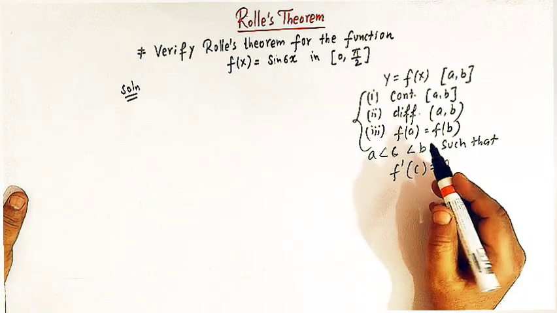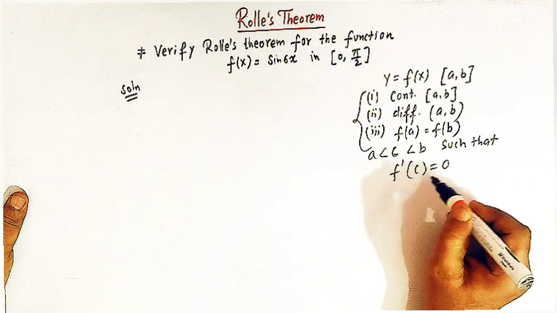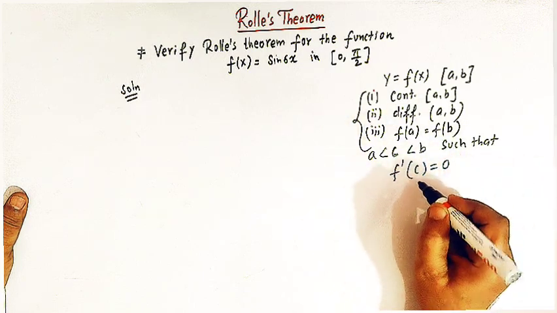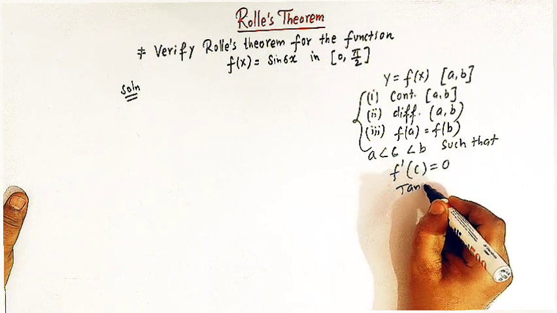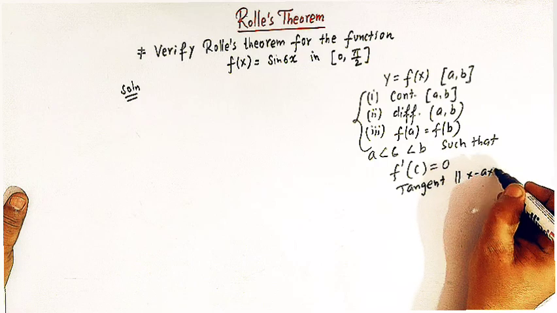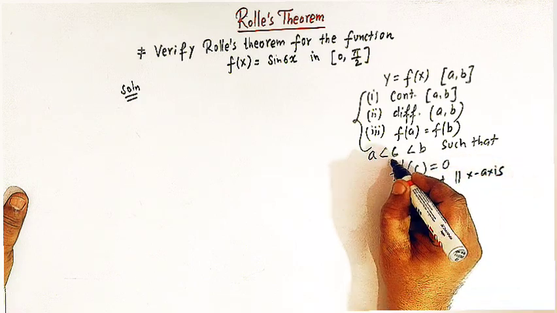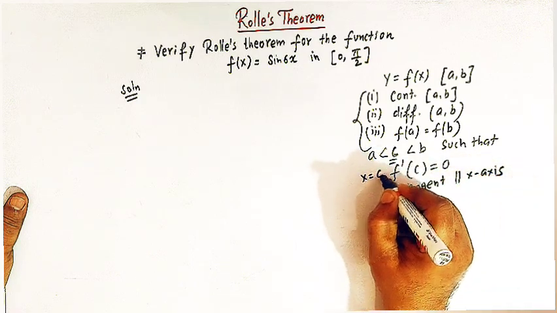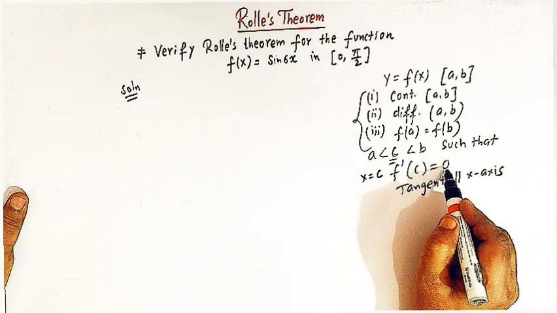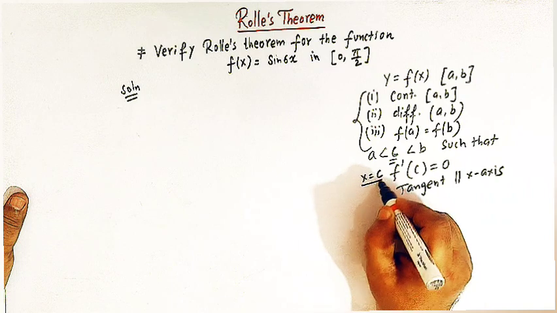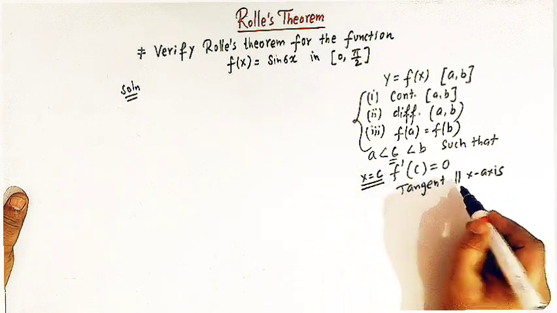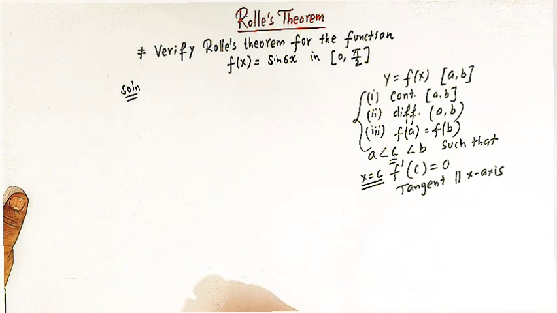So when the derivative of a function is 0 at some given point, then it implies that the tangent is parallel to x-axis at that point. So here we are taking the point x is equal to c, which lies between a and b, such that f prime of c is equal to 0. So it implies that at x is equal to c, the tangent is parallel to x-axis.